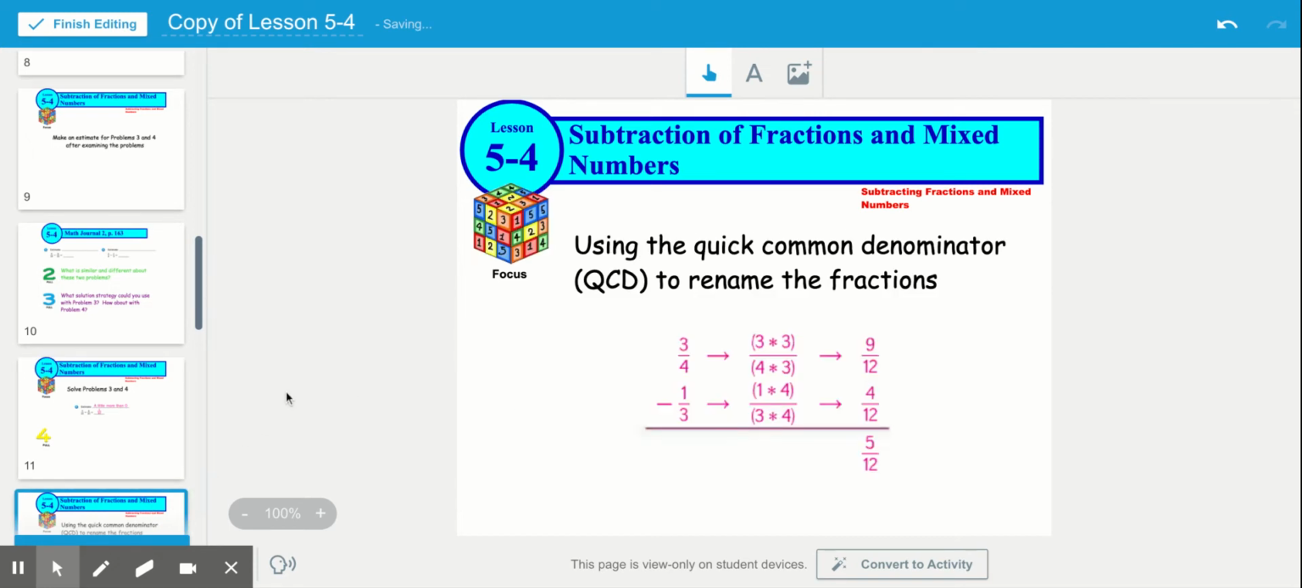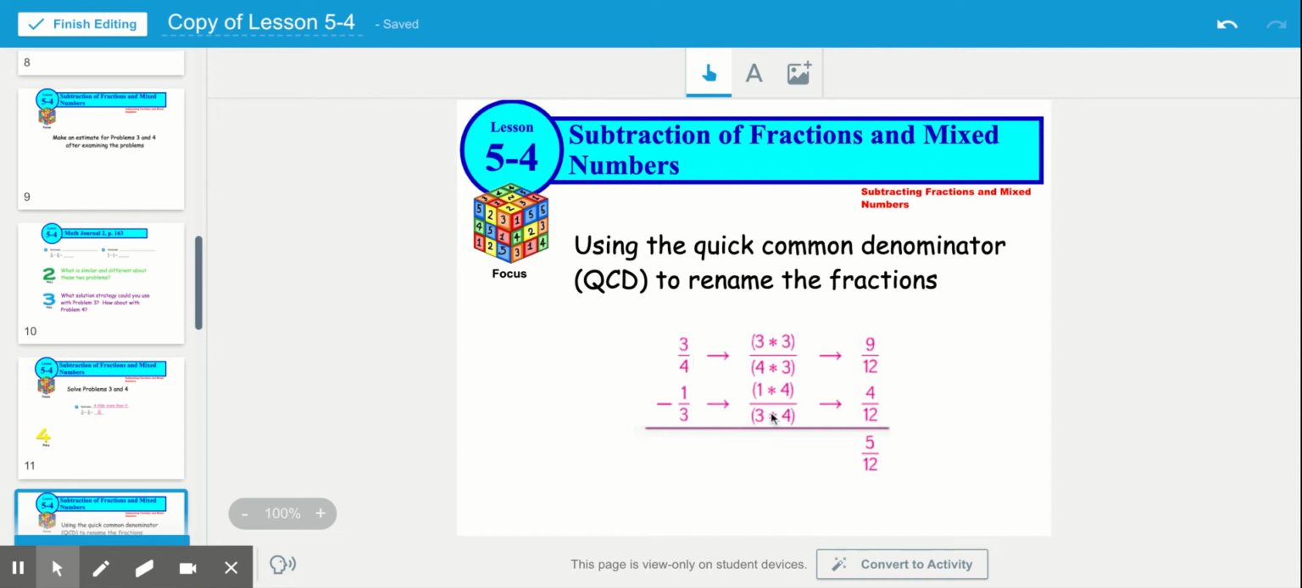For problem 4, we're going to do one more step in there before we can actually do any subtraction. I'm going to find a common denominator, and I use the quick common denominator here, or the QCD, and I knew that 3 times 4 was 12. So my new denominator became 12, and you can see that I did 4 times 3, 3 times 4, got 12 for my new denominators.